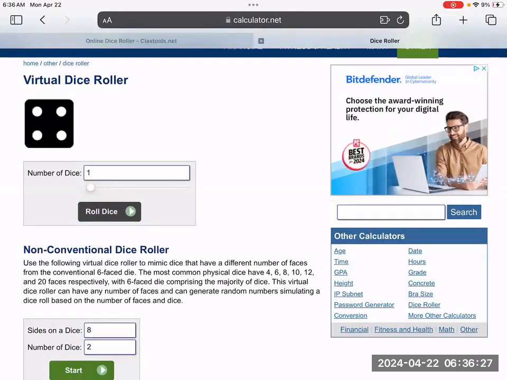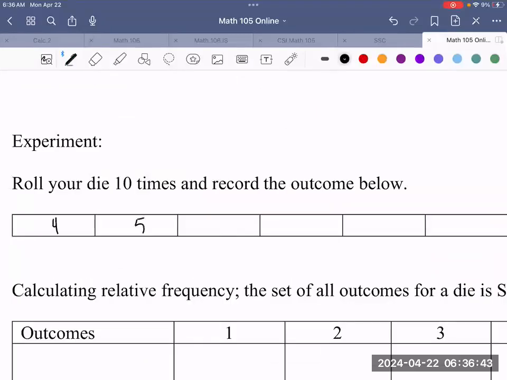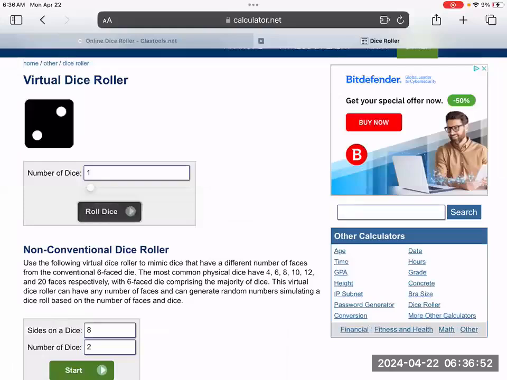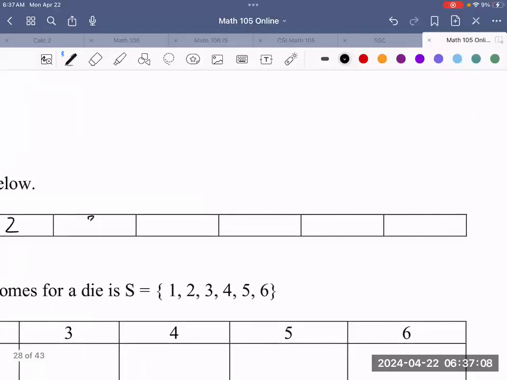We got 4, 5, 6, 4, 2. Let's see what else comes up. 3, 1, 4, 2, and I'm just going to put a random 6.